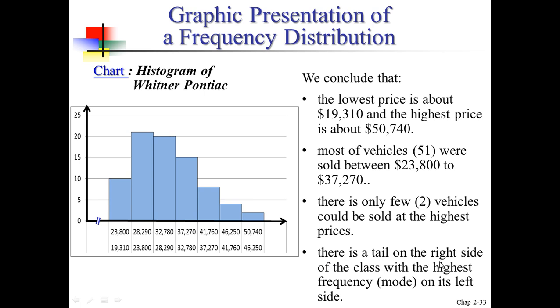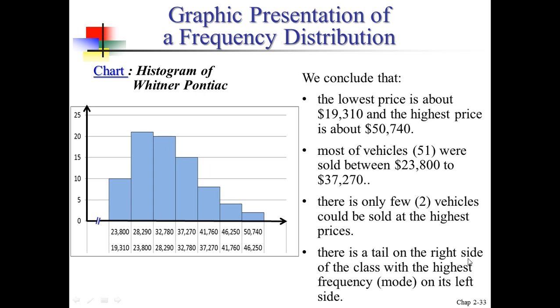There's a tail on the right. This is a tail. I will show you the tail. What is the tail? When you look at an animal, it has a head and also has a tail. This is a tail on the right, like looking at the animal from the side.